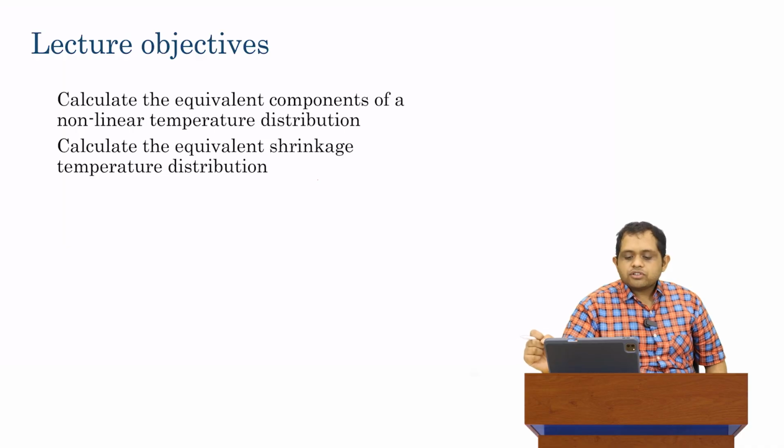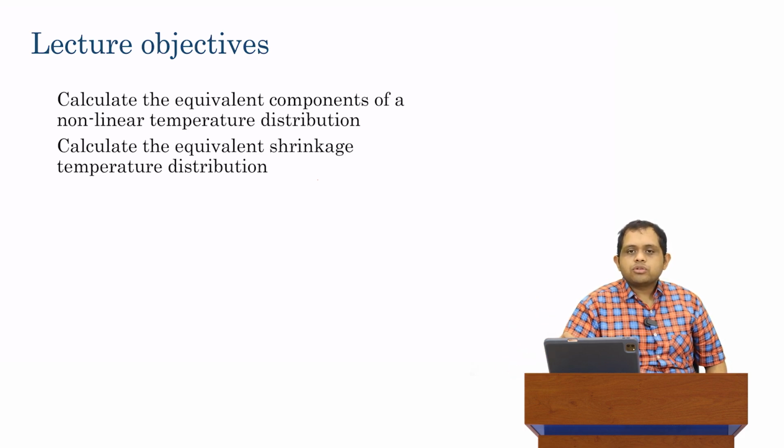Now, what I realized is over those 3 sets of lectures, we actually went through a lot of formulas, we went through a lot of new concepts, but I didn't show you how to solve any particular problem. And since we are on the topic of classical methods, it's still very much possible to solve these problems by hand. We don't need a computer or a sophisticated computer program to solve this by hand. So today's lecture objectives are to calculate the equivalent components of a nonlinear temperature distribution. I'll give you an example of a nonlinear temperature distribution, and we'll go through all the steps required to actually calculate its equivalent components.